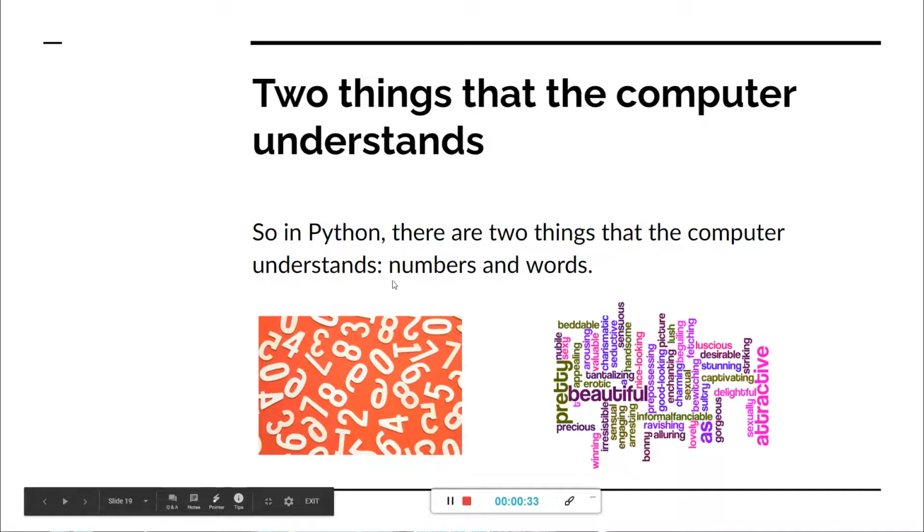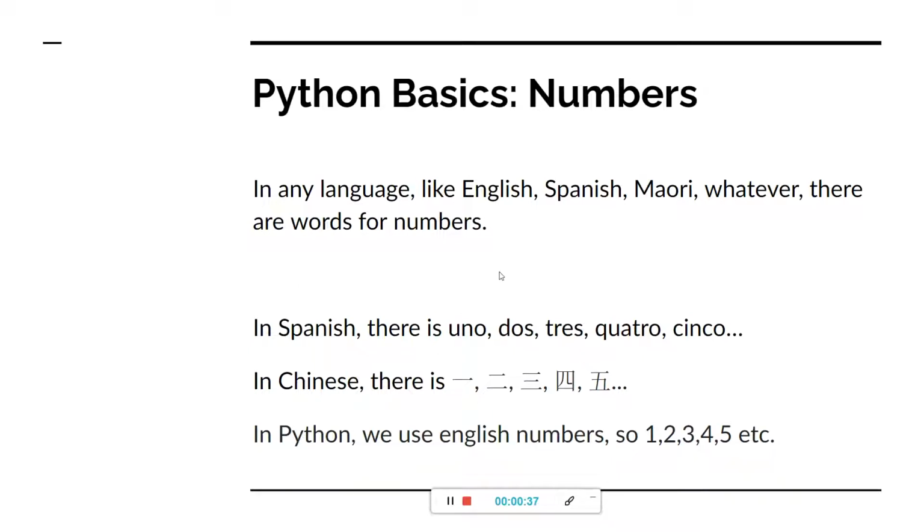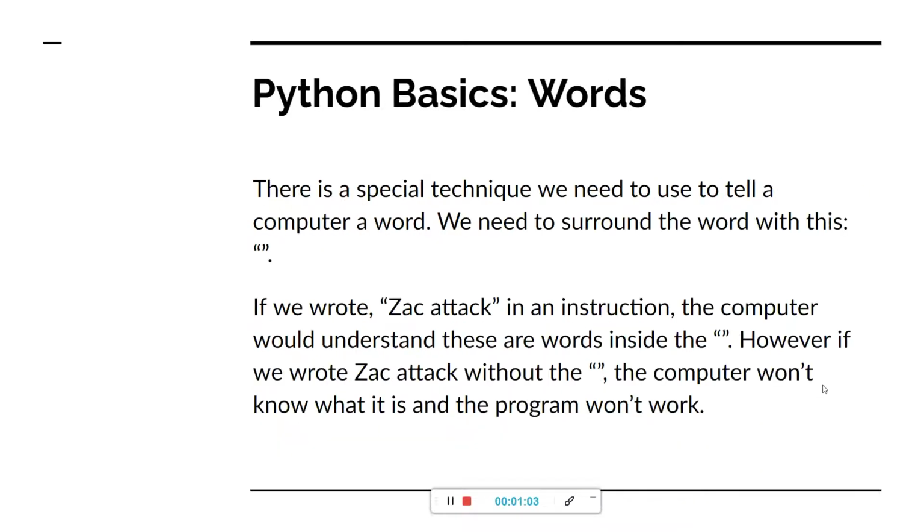There are two things that a computer understands through Python, numbers and words, okay? If we look at any language like English, Spanish, Māori, they have different numbers. They have uno, dos, tres, cuatro, cinco, excuse me, in Spanish. We've got ya y samse in Chinese. And in English, we've got 1, 2, 3, 4, 5. So in Python, we use English numbers. So 1, 2, 3, 4, 5 it is.